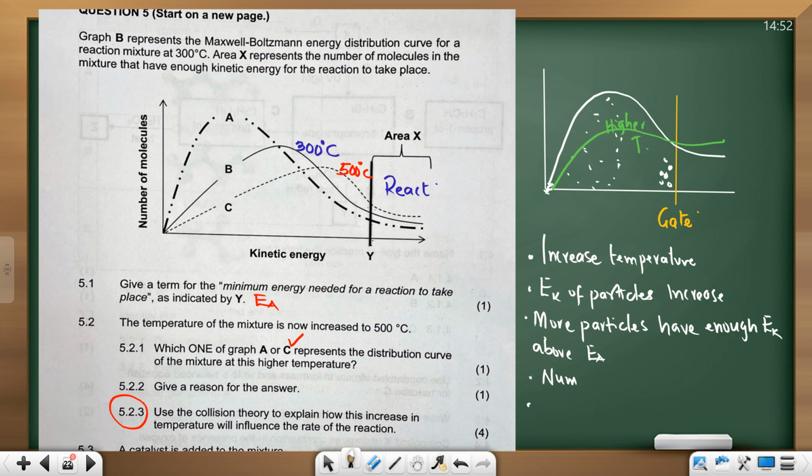Number of, and what happens? Rate of reaction will increase. Are we okay? It's straight 4 marks. Don't waste time. Can I move on? I want you to do something for me though. When you're done writing, draw this graph in your book. I need you to draw graph B. Only graph B.